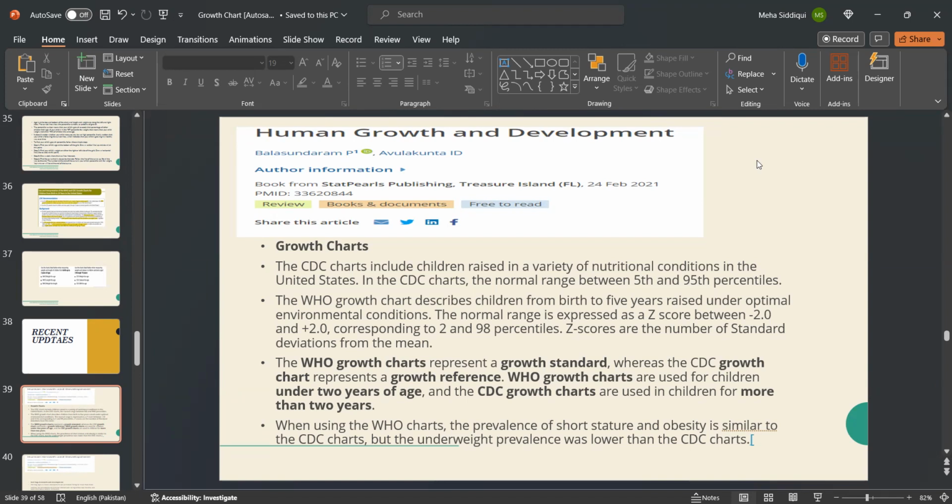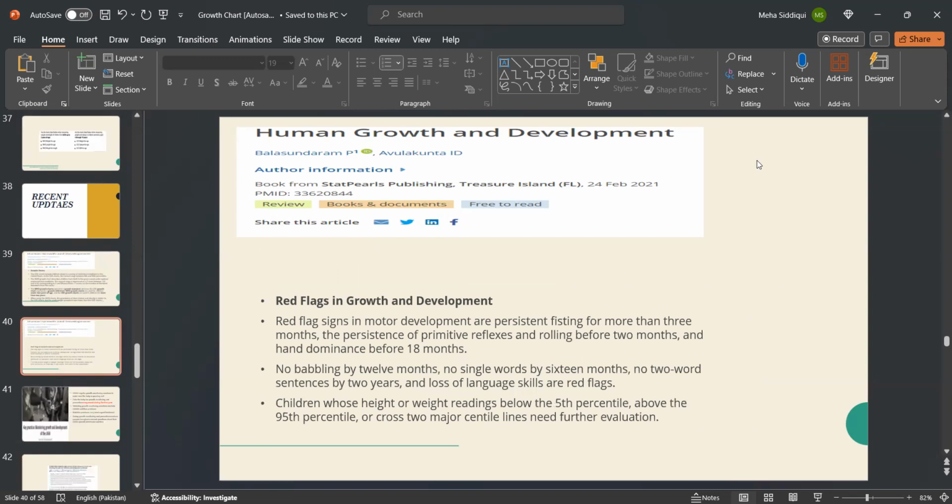The WHO growth charts represent a growth standard, whereas the CDC growth chart represents a growth reference. WHO growth charts are used for children up to 2 years of age and CDC for children beyond 2 years of age. When using the WHO charts, the prevalence of short stature and obesity is similar to the CDC chart, but the underweight prevalence was lower than with CDC charts.